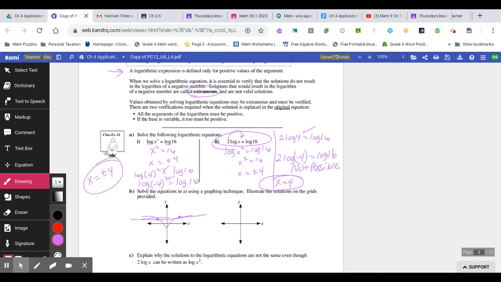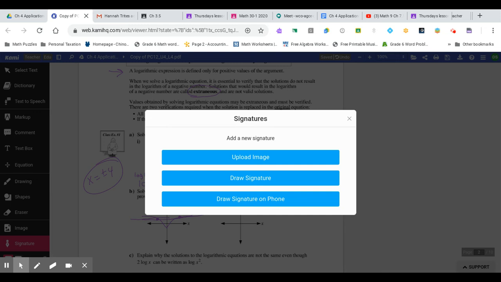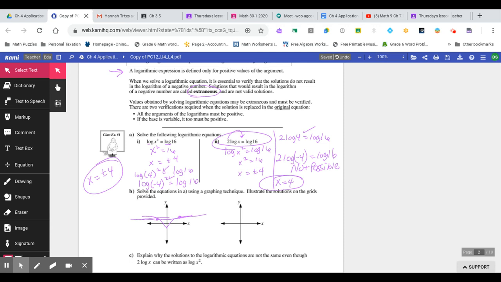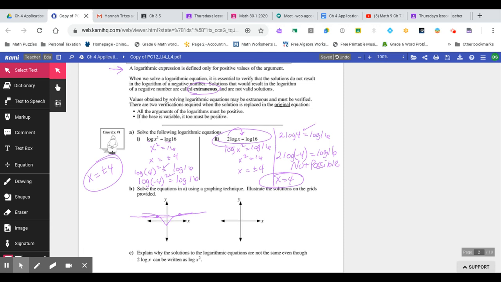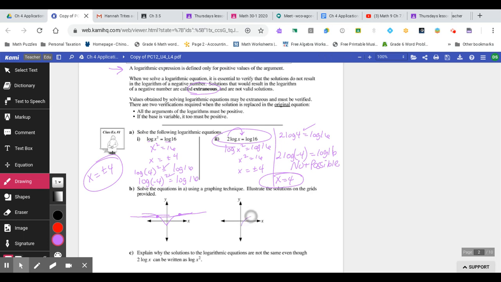But if I type in this side, if I type in 2 log of x and log of 16, I'm going to arrive at two different pictures. I'm going to arrive at this picture. And this picture, and there's only one solution, and it's positive. Got to get it good?